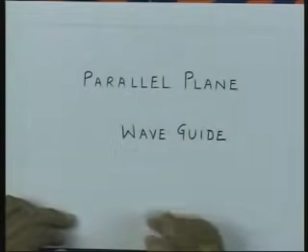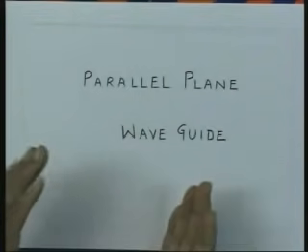As the name suggests, this waveguide essentially consists of two parallel planes which are of infinite extent, and the electromagnetic energy is trapped between these two planes. So, the energy essentially propagates along these planes, trapped between two planes. So, in this lecture we essentially discuss what is called the parallel plane waveguide.